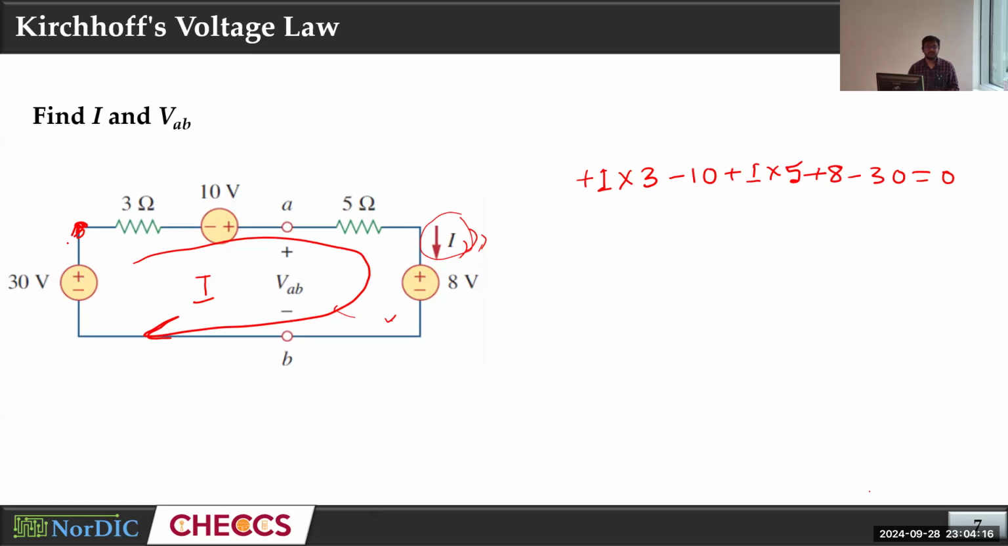For the resistors, would it ever be minus I times whatever, or is it always plus? If we follow the direction of the current that we assume, the resistance voltage will always be positive.